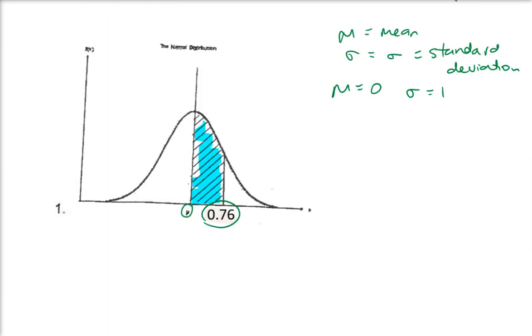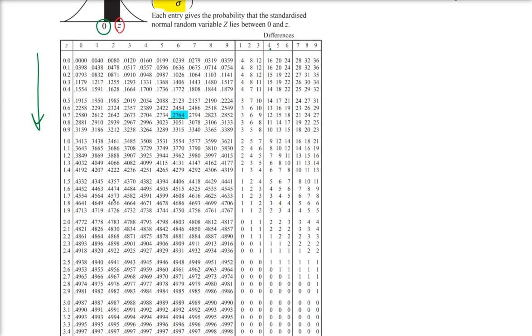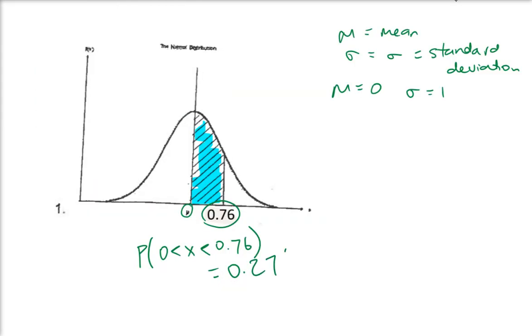So go back to my table, and the probability that x will be between 0 and 0.76 is 0.2764. That's all my answer is. Okay.